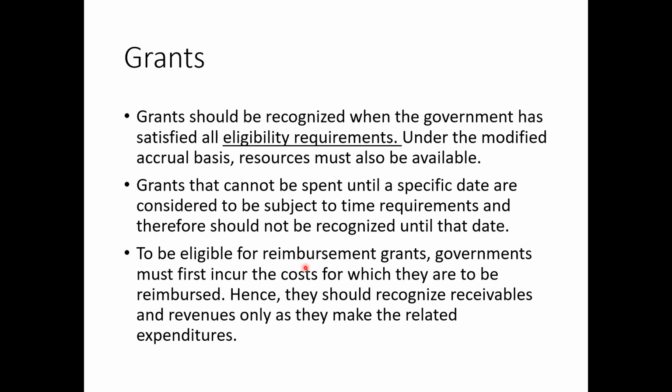And to be eligible for reimbursement grants, governments must first incur the cost for which they are to be reimbursed. Hence, they should recognize receivables and revenues only as they make the related expenditures. Okay, this is reimbursement type grants. You have to spend money first, then you go back to ask money back. In this case, we can only recognize receivables and revenues after we spend money.